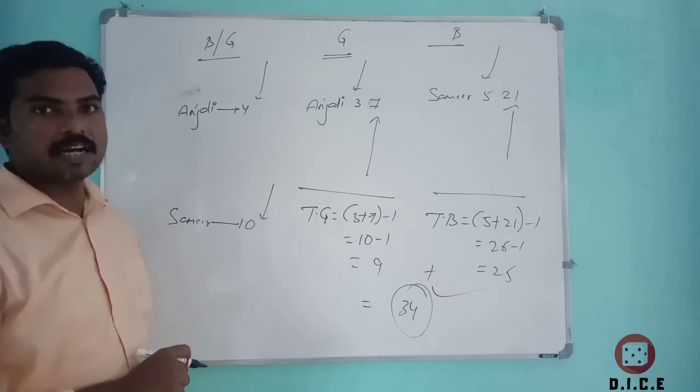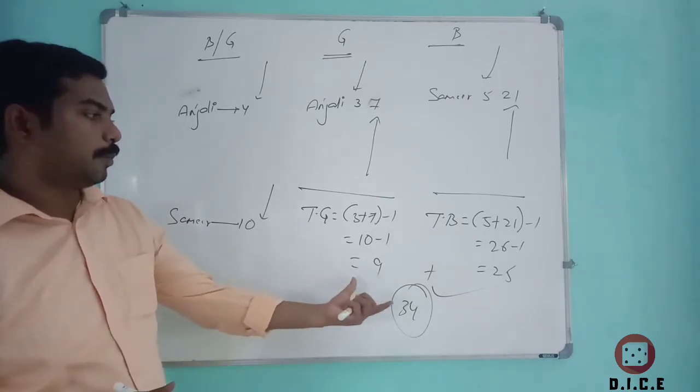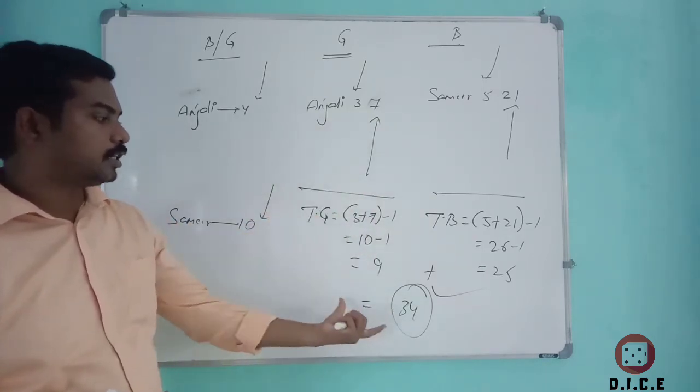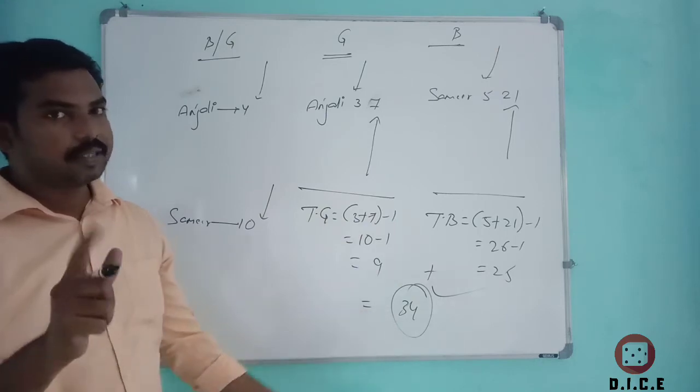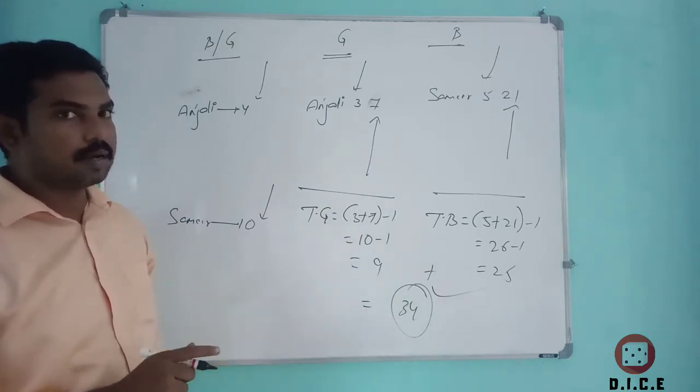The total strength of the class is 34 students, boys and girls. That is the answer for question number 9. Clearly you can see from the data that there are a total of 34 students in the class.